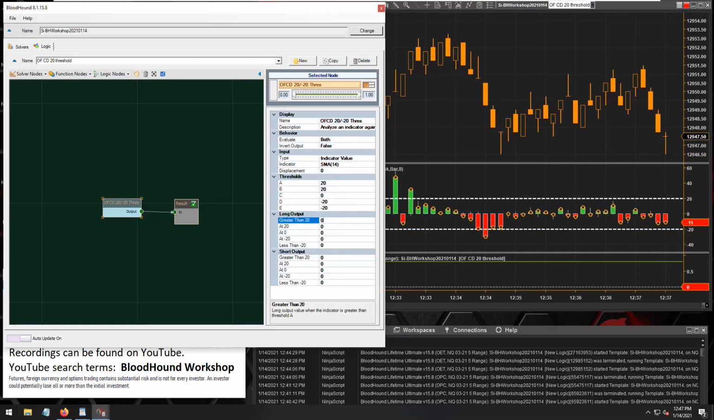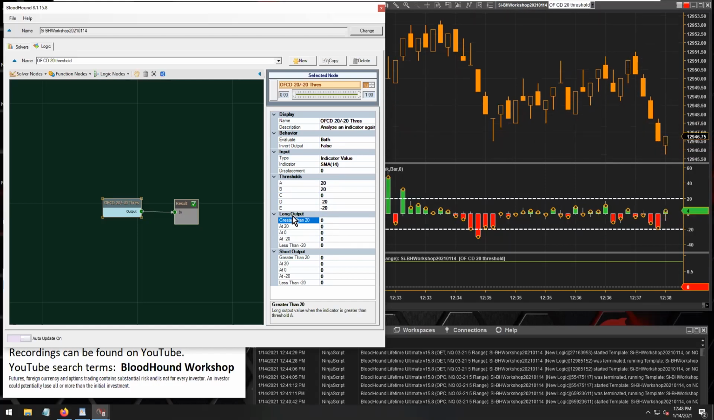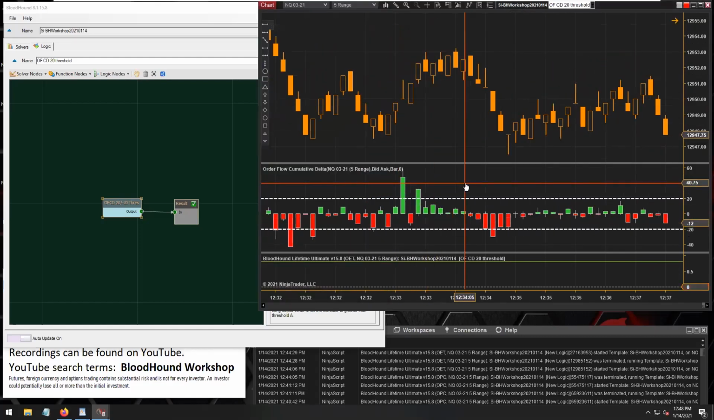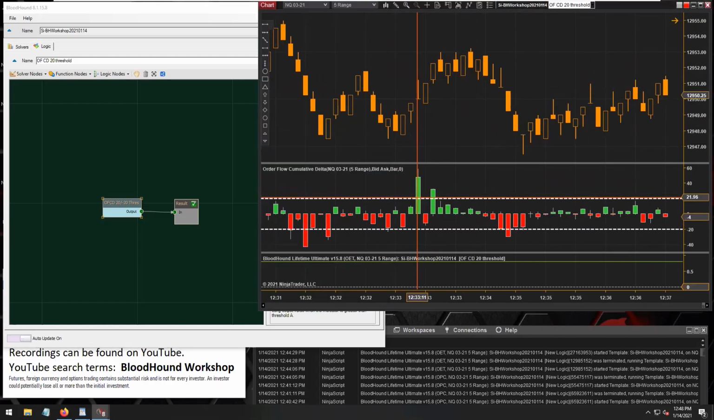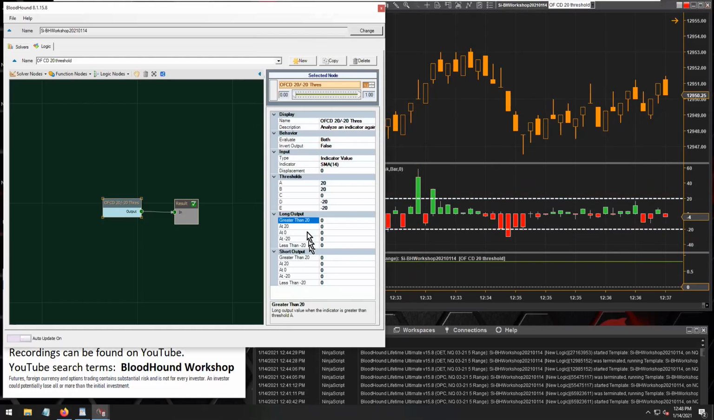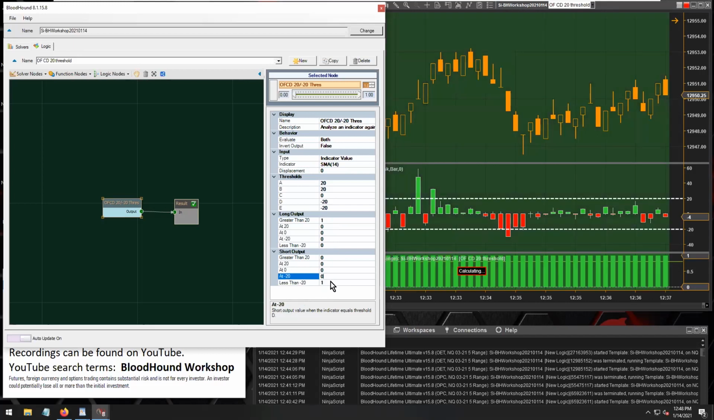Pretty straightforward. And then let's say, for example, we want to generate a long output. If the cumulative delta goes above +20, we'll generate a long. And if the cumulative delta goes below -20, we'll generate a short. So for our long output, we're looking for greater than 20. And for the short output, we're looking for less than -20. So there's our outputs. And the next thing we need to do is put the order flow indicator in here.